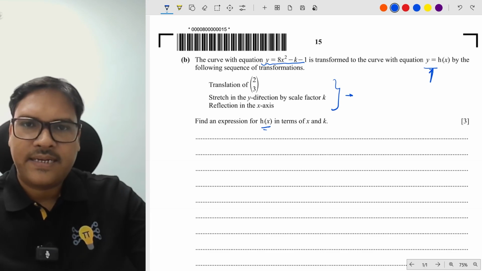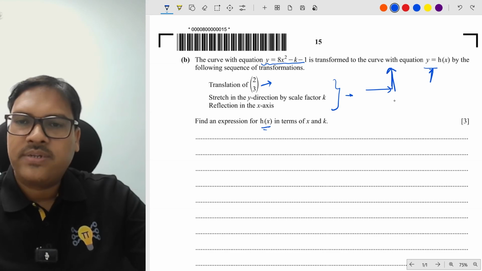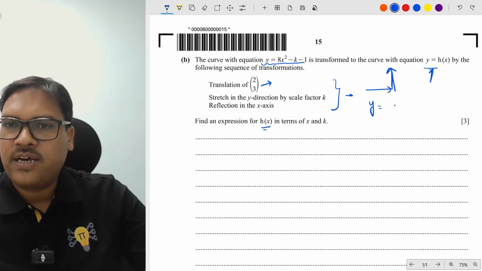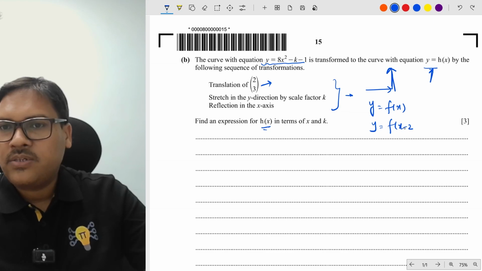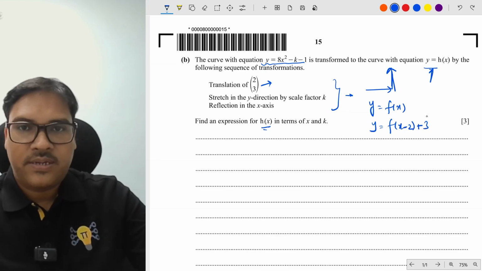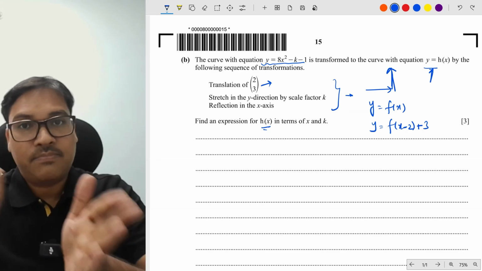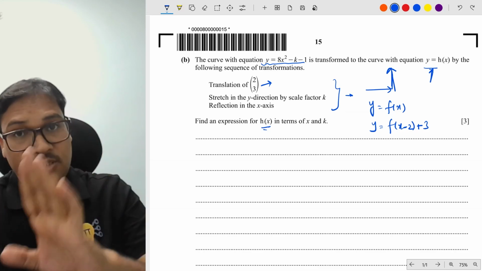Okay, so basically the first transformation is a translation by (2, 3). So you have to move 2 units right and 3 units up. So if you have some function y is equal to, let's say, f of x, if you have to move 2 units right, this will be f of x minus 2, and 3 units up, so you will add plus 3. 2 units right, this is x minus 2. This is again a common mistake. Many students write this as x plus 2.